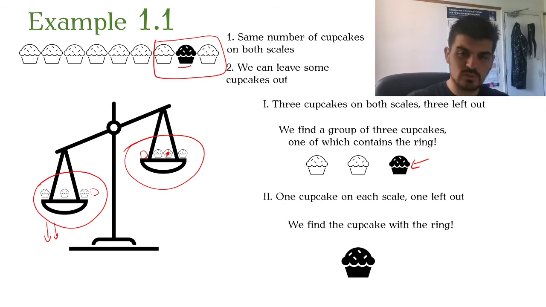So either way, no matter what happens, we always find the cupcake with the ring, and Alex can, unless he forgets again, give that special cupcake to his girlfriend to propose to her. And will she accept? Well, we don't know. We are only here to help Alex find the correct cupcake.